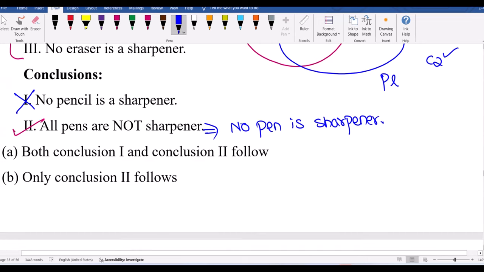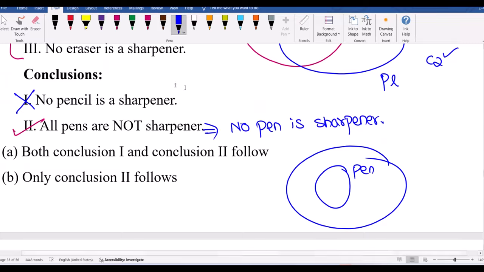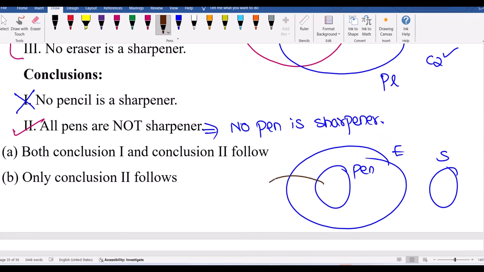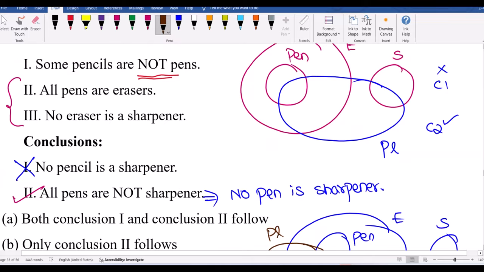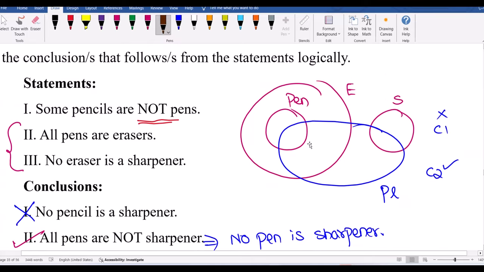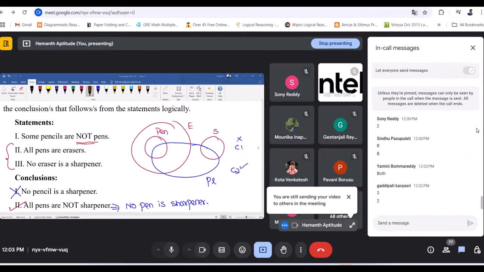Okay, you may draw this diagram like all pens are erasers, no eraser is a sharpener. You may draw some pencils are not pens like this. Then you are claiming first one correct, second one correct, both correct. No pencil is a sharpener. Okay, I agree, this is fine. But the conclusion must be true in all diagrams. It failed in my diagram here. Am I understanding why that's eliminated? Perfect.